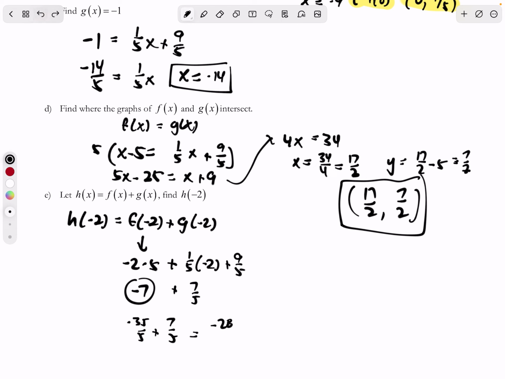And again, I'm not happy with my handwriting. There we go. All right, so there's that.